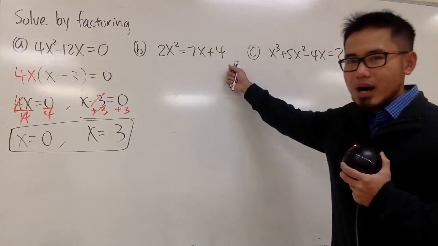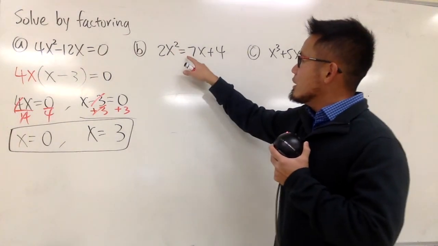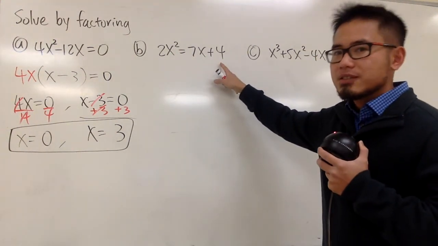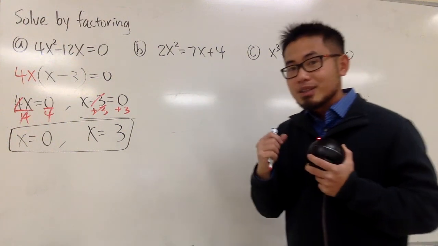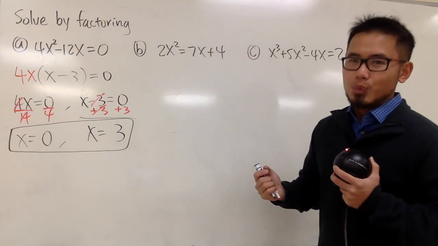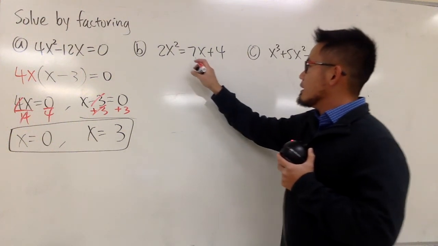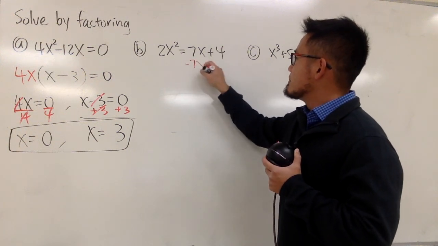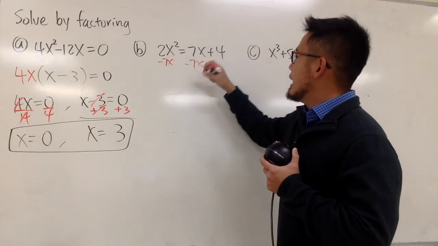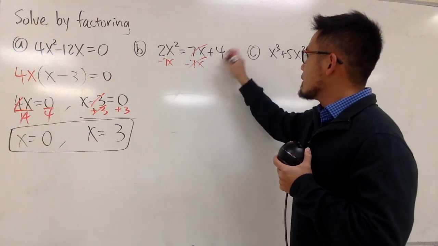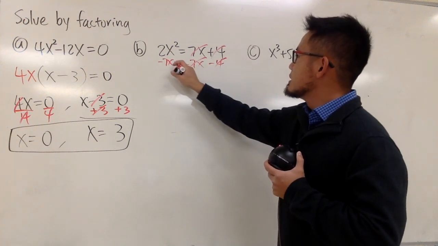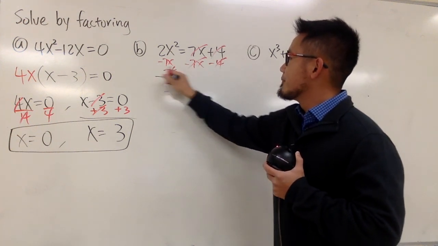And now let's look at this one. We have 2x squared, that's equal to 7x plus 4. This is not good because we don't have the 0 that we want, right? Therefore, let's make things happen. Let's minus 7x on both sides, and we can see that they cancel out. That's also minus 4 on both sides, okay? So let's put on minus 4 like this.